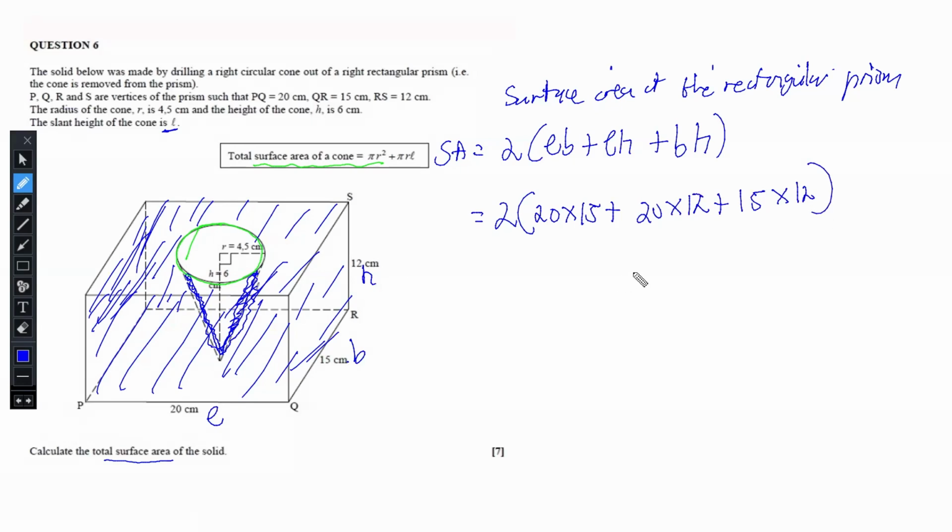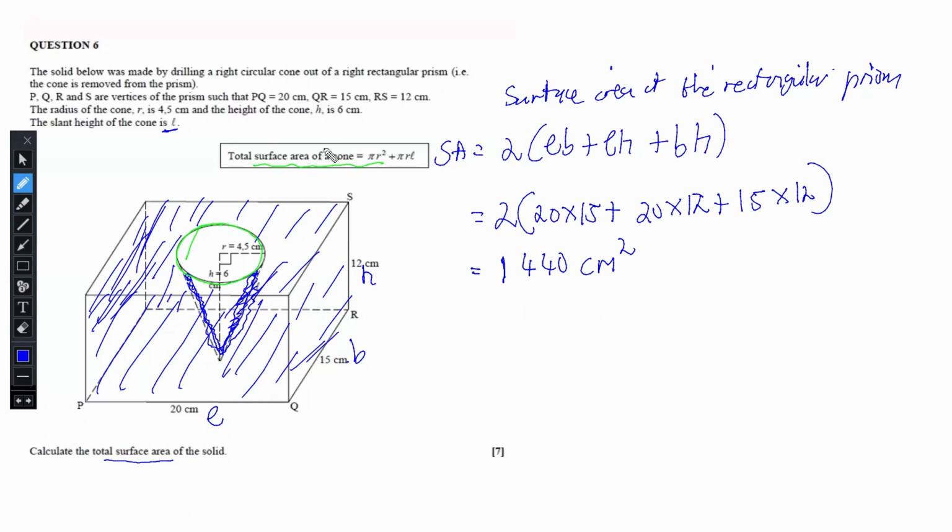Now, if you punch all of this into your calculator, you'd get 1,440 centimeter square, right? So you can confirm with your calculator. Then now we have the surface area of the rectangular prism.